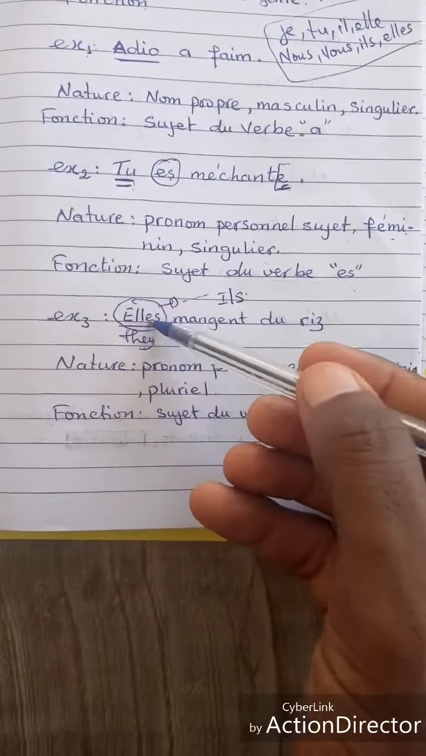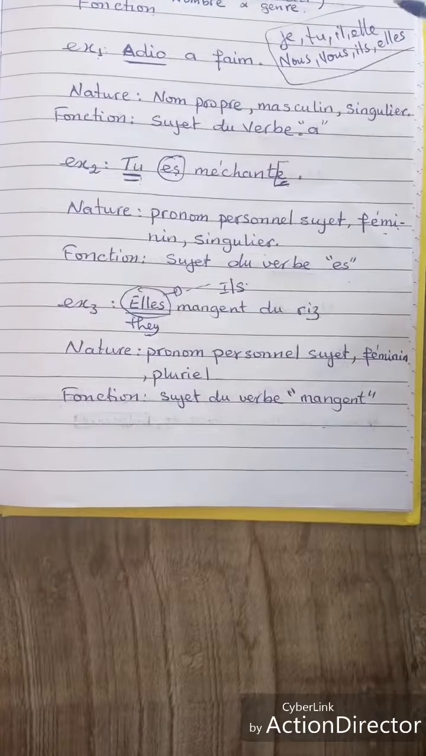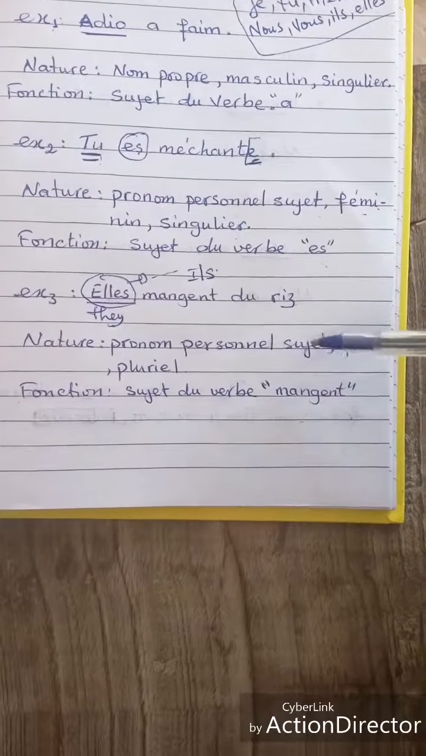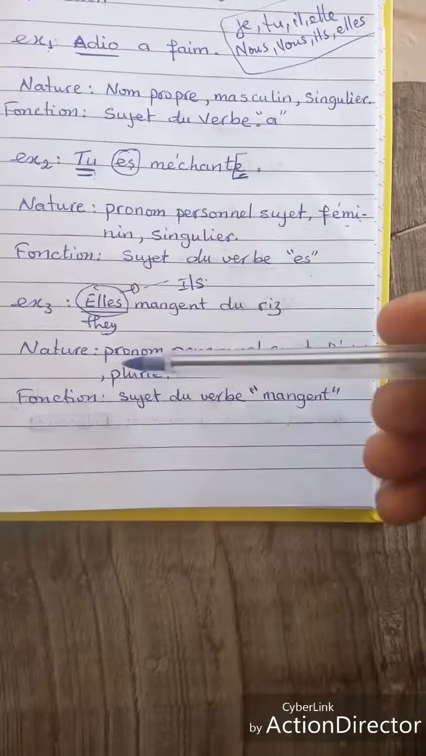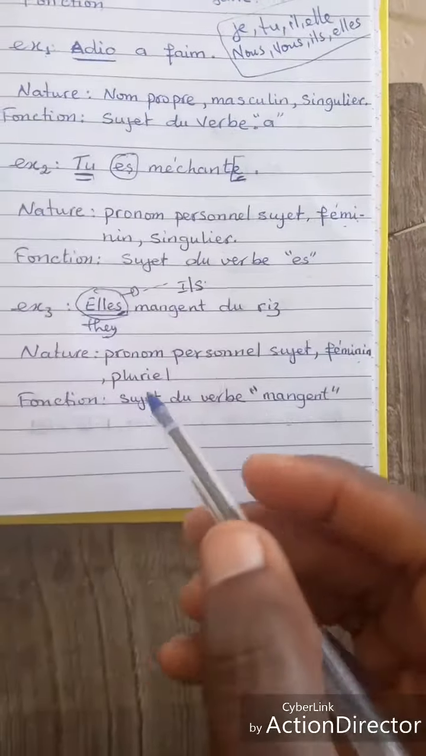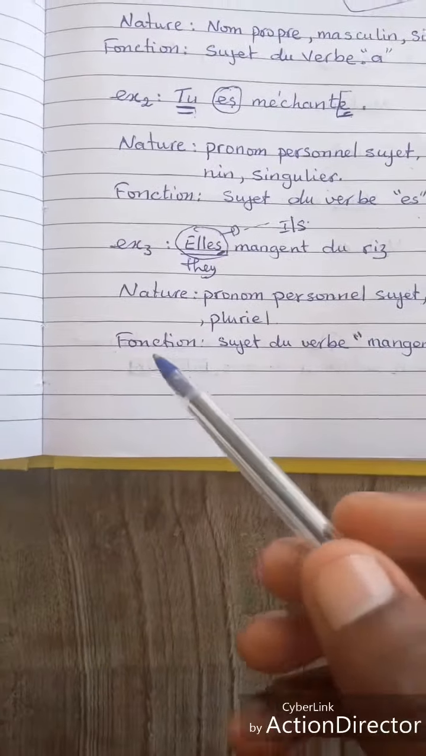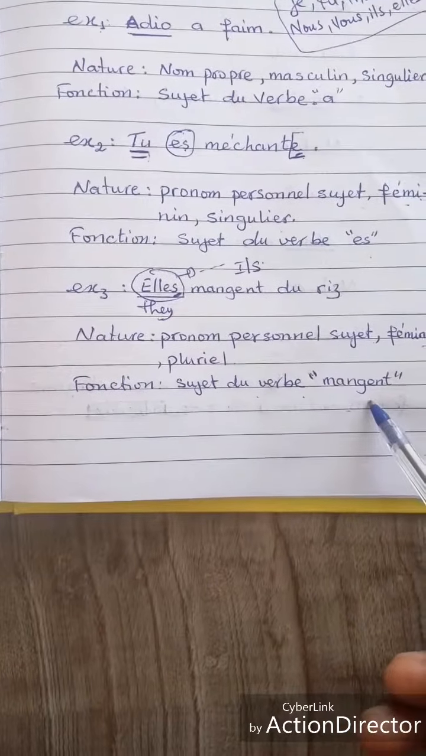So we are to analyze elles now. We continue. It belongs to this same family, so we call it pronom personnel sujet. The gender: féminin, pluriel. You can see it is in plural form, not singular. So that's why we wrote pluriel. Now the function, what is the function here? The function is sujet du verbe mange.